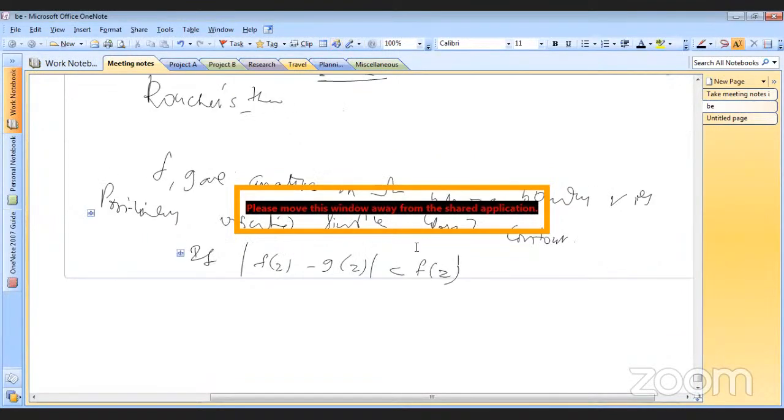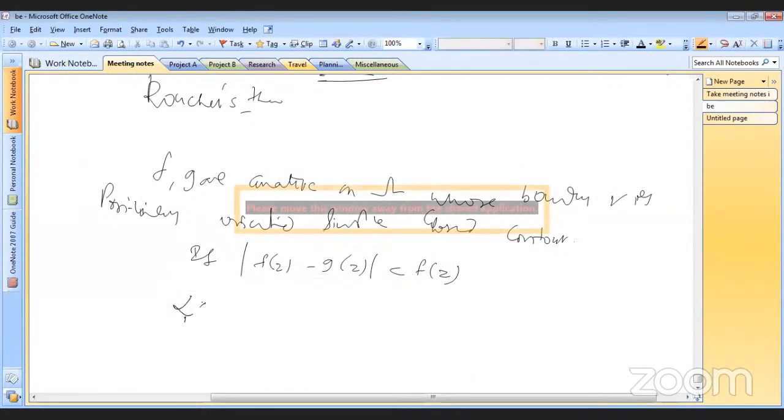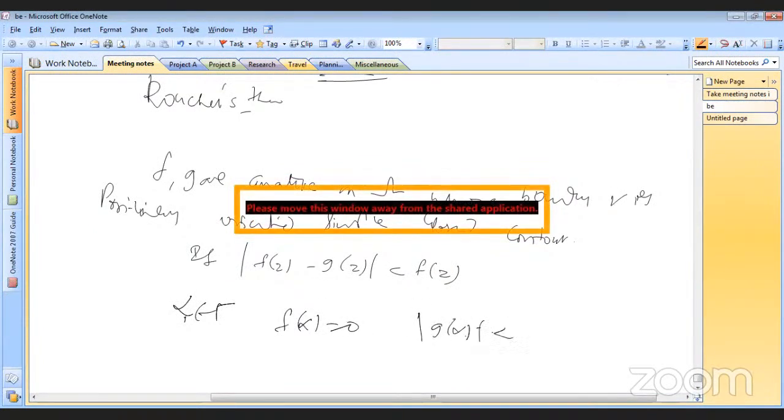So |f(z) - g(z)| < |f(z)|, I am writing here, for all z on gamma. Suppose alpha belongs to gamma here. Then f of alpha is not equal to 0 and g of alpha is not equal to 0. Why? Because if f of alpha is equal to 0, we write |g(alpha)| would be less than 0, which is impossible.